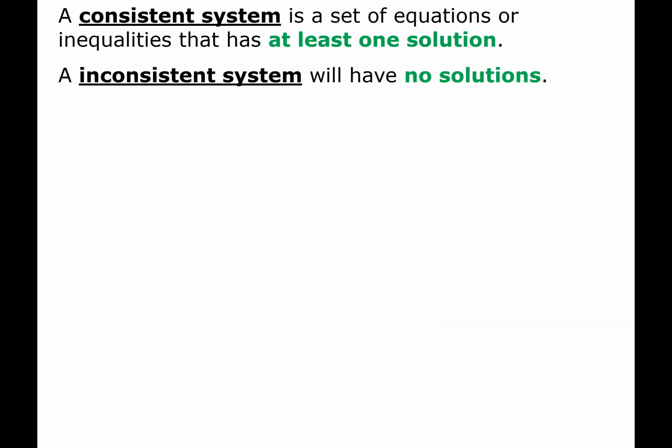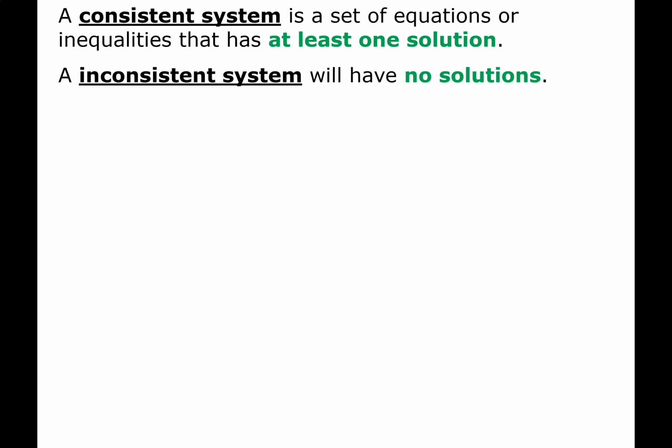All right, a consistent system is a set of equations or inequalities that have at least one solution. And then you have an inconsistent system where you're not going to have any solution. So I'm going to give you examples of that right now.